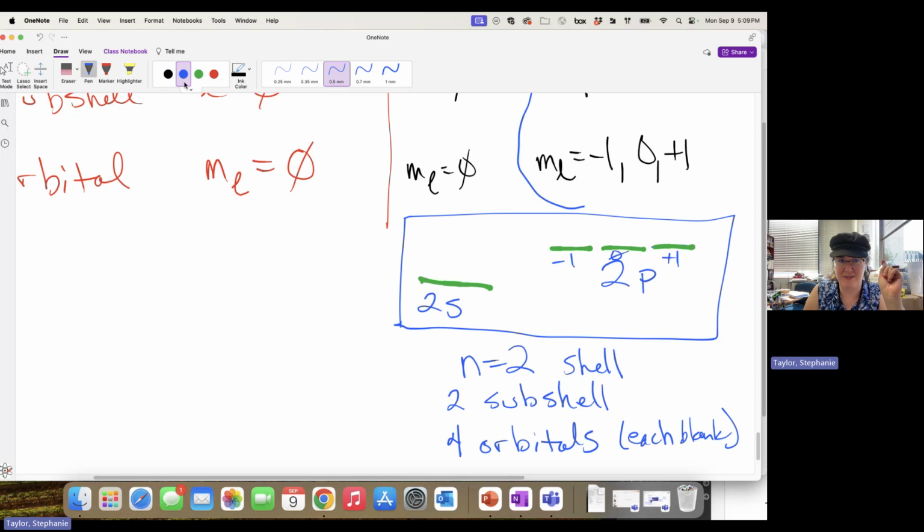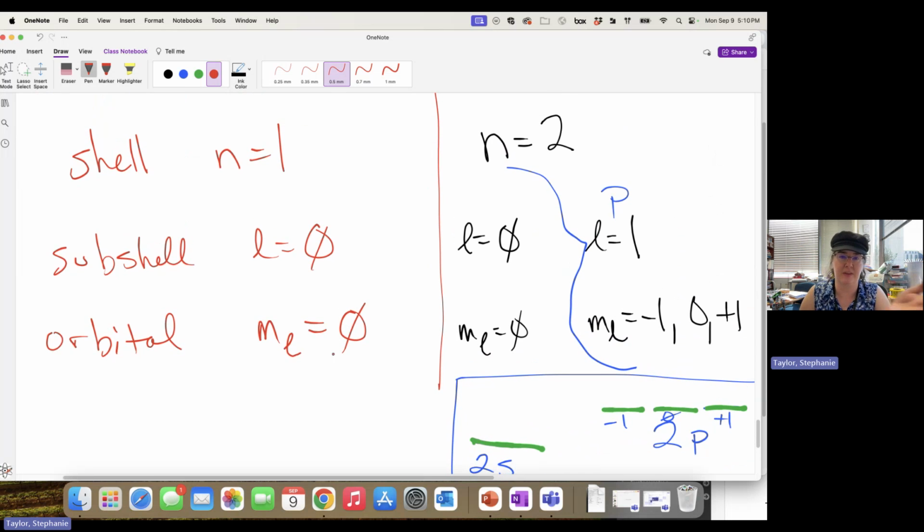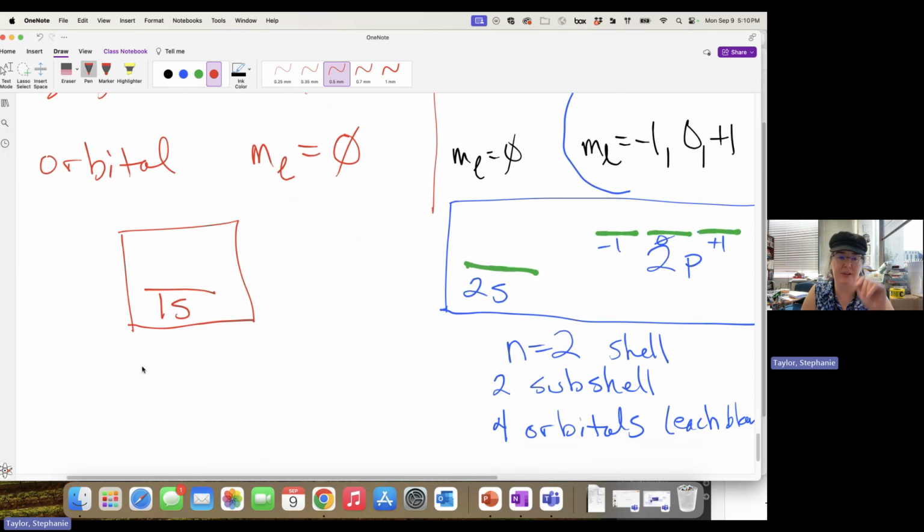The reason I was excited about the question is that we always start at the lowest energy possible. That's actually going to be n equals 1. When n equals 1, I only have one subshell, the s subshell, and for the s subshell, I only have one orbital. So the bizarre part is this box on the left is the n equals 1 shell that only has one subshell that only has one orbital in it.